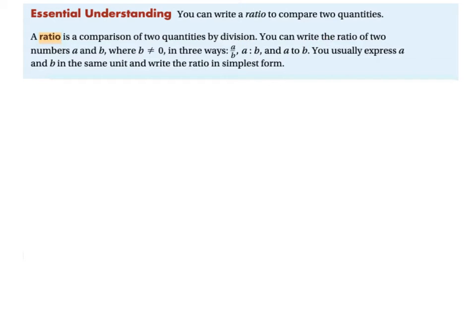You can write the ratio of two numbers, A and B, where B can't be zero because we can't divide by zero, okay? In three ways. You can say A over B, A to B, or A:B. You can say it A to B for all of these. Okay, but you can write them in these three ways. We're going to be using this particularly today with a fraction. Okay, usually express A and B in the same unit and write the ratio in simplest form. Okay, same unit is part of the bit.